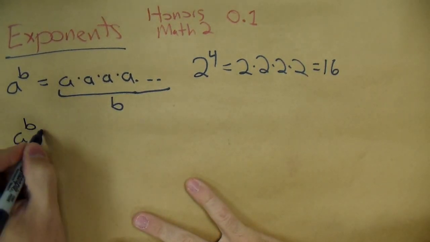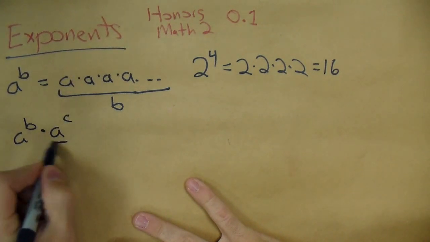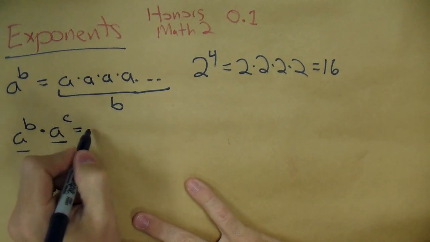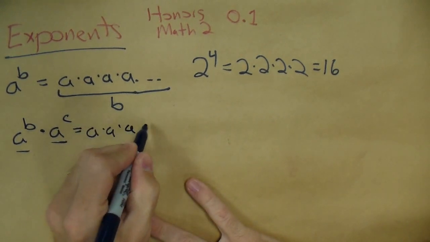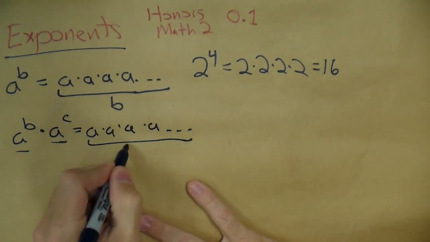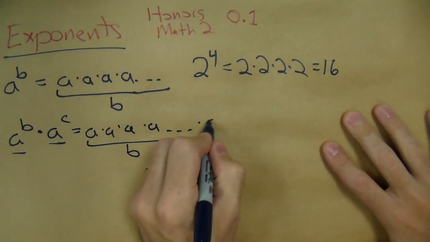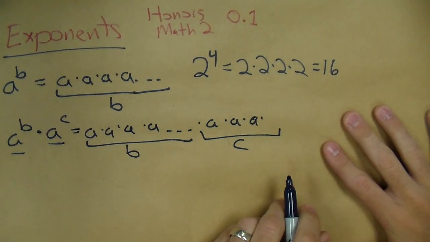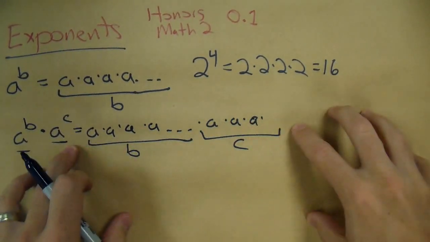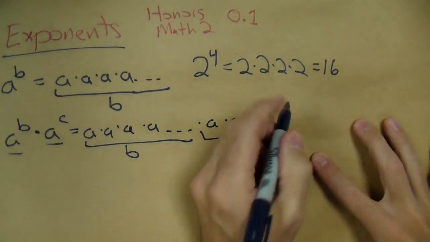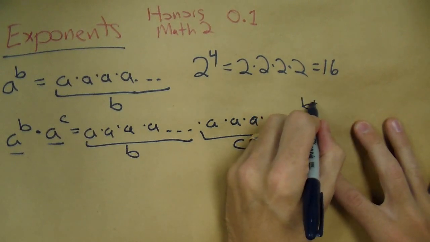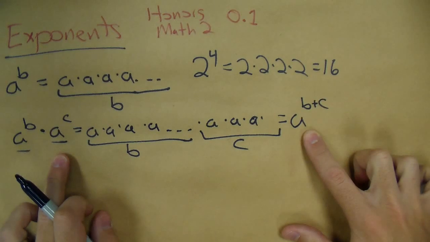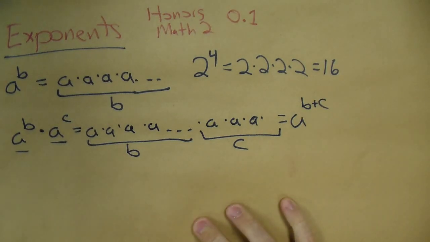One is a to the b times a to the c. Now when I do these, notice how they both have the same base. So we could say, well, I have b amount of a, and I have c amount of a. And if I took them and spread them all out and then counted them all up, it would be the same thing as adding b plus c. So if I said a to the b times a to the c, it's as if saying just adding the exponents.